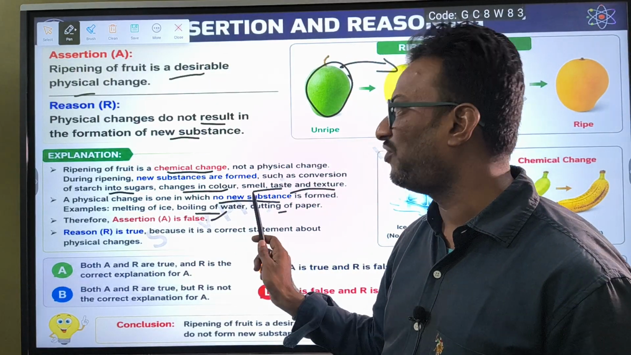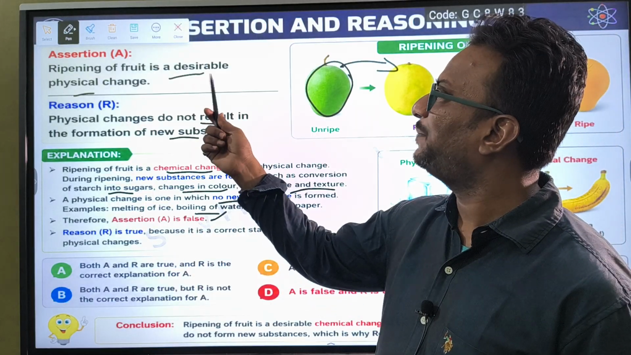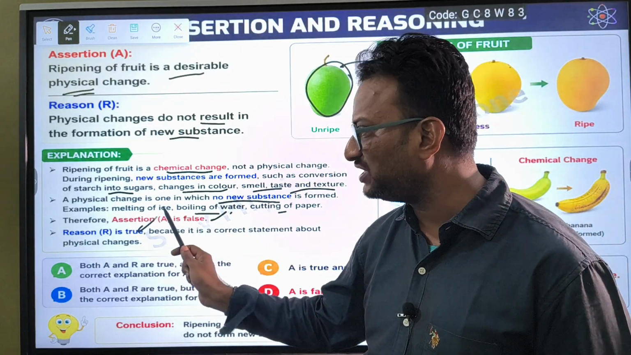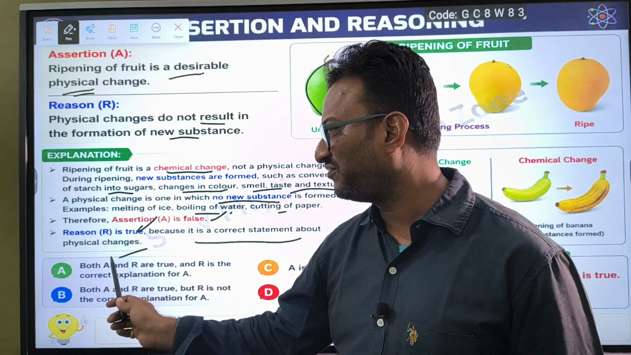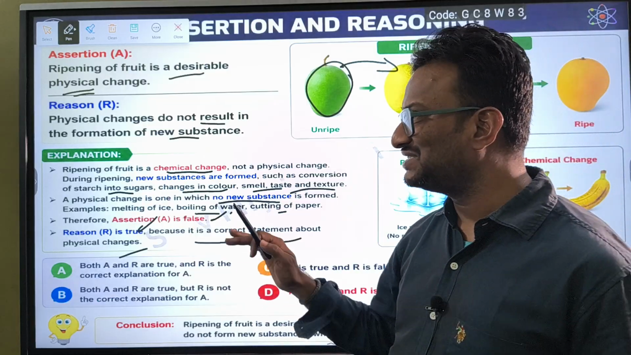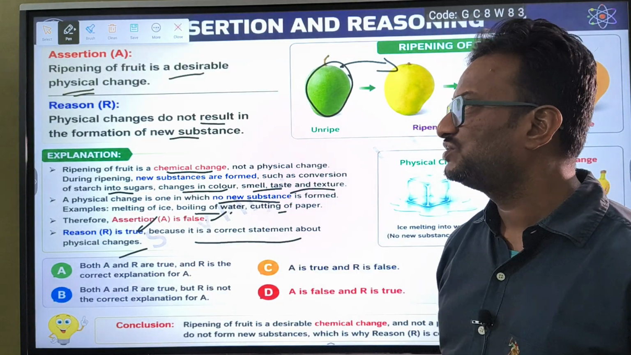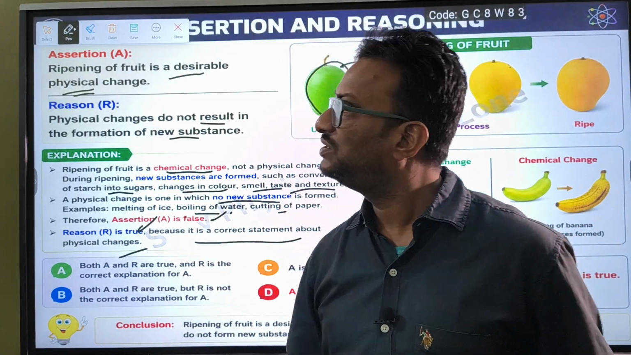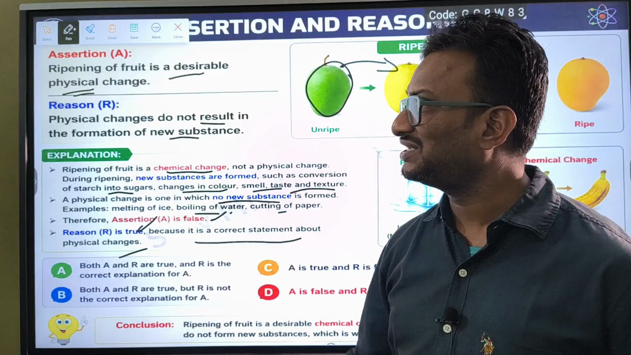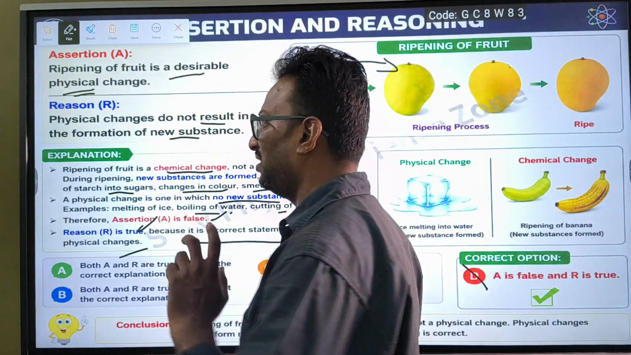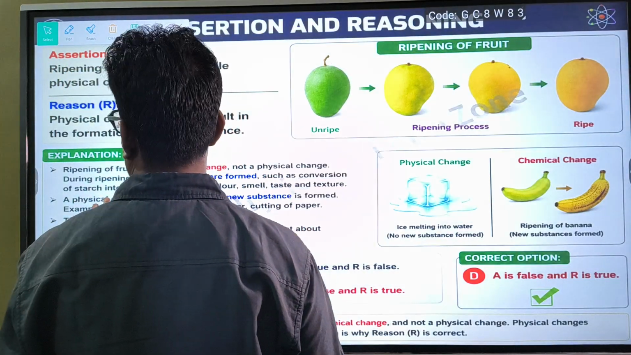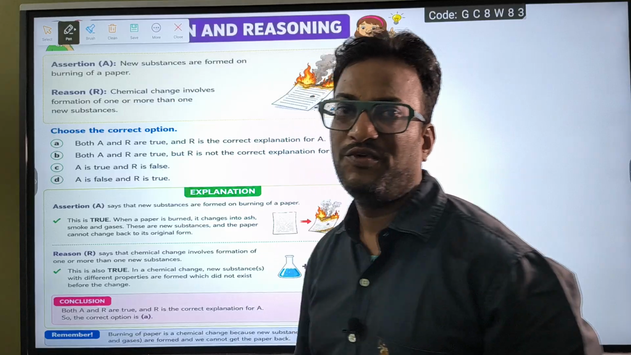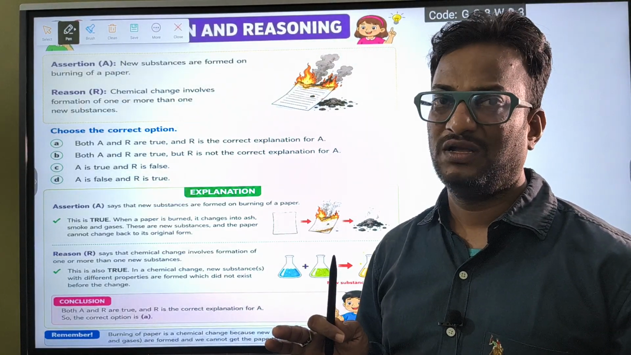So assertion A is false. Assertion A is that ripening of fruit is a desirable physical change. It is not a physical change, it is a chemical change. It is false. But reason R is true, because it is a correct statement about physical change. But it is not the correct explanation of A. So the answer is D. A is false and R is true. The assertion is wrong because ripening is not a physical change, and the reason is right. R is separately correct. If you include it with the assertion, R is not the exact explanation, but R is true.